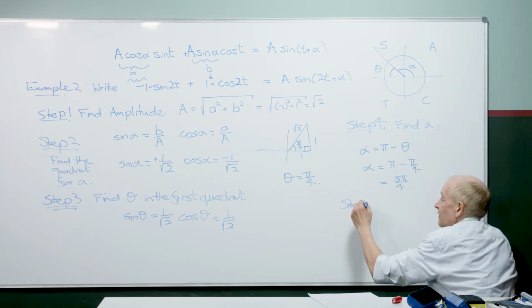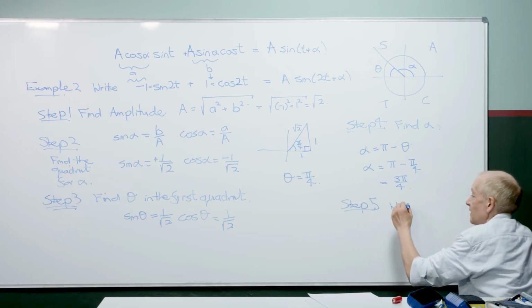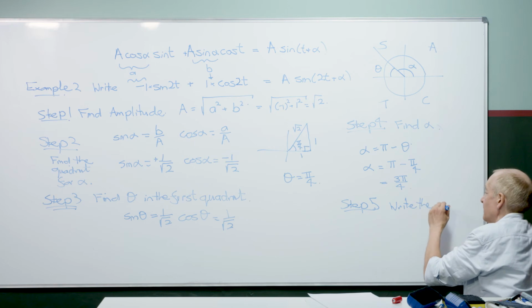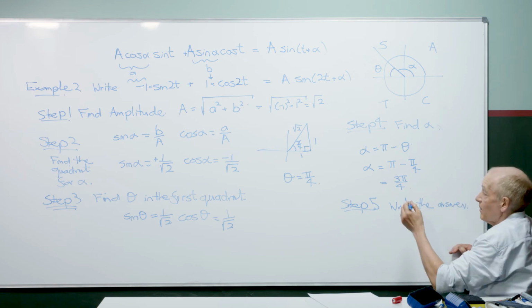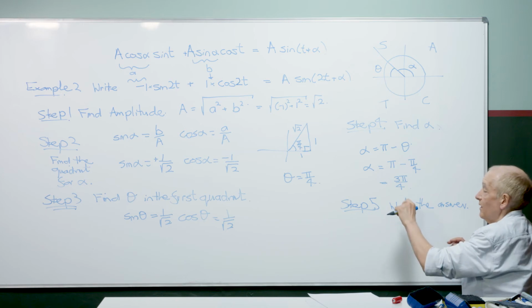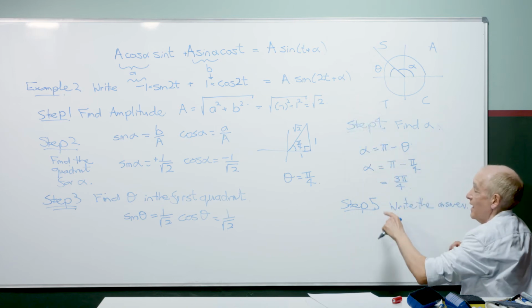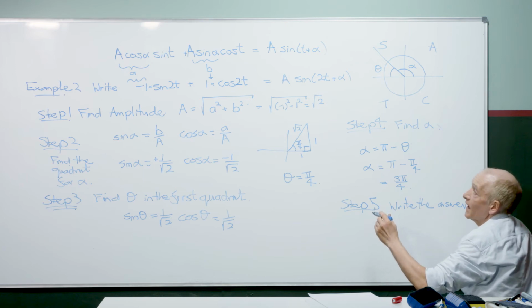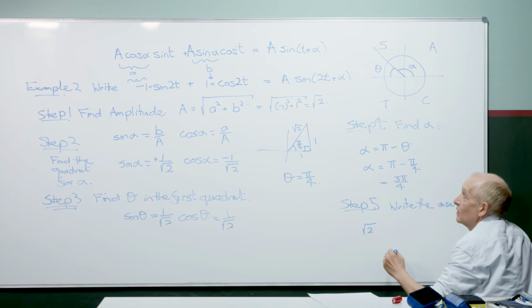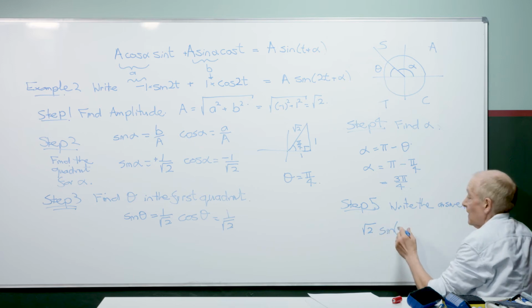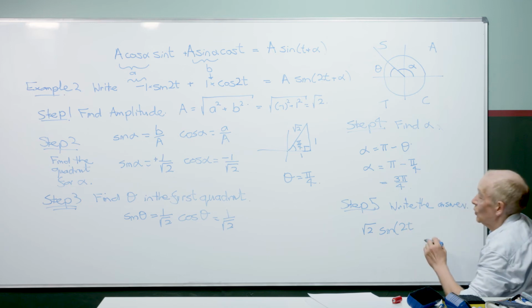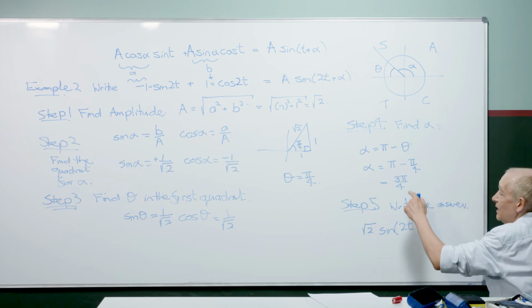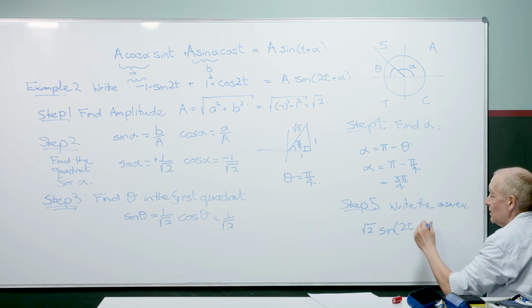The last step, step 5, always remember to write out the answer. This is quite important, apart from anything, if you're writing a report or if you're in an exam, if this is the form they're after, we should write it out. Don't leave it in pieces all over the page. So in this case here, we've found out that the amplitude is root 2, it's sine, the period is pi, since we've got 2t in the argument, and our shift is 3 pi on 4.